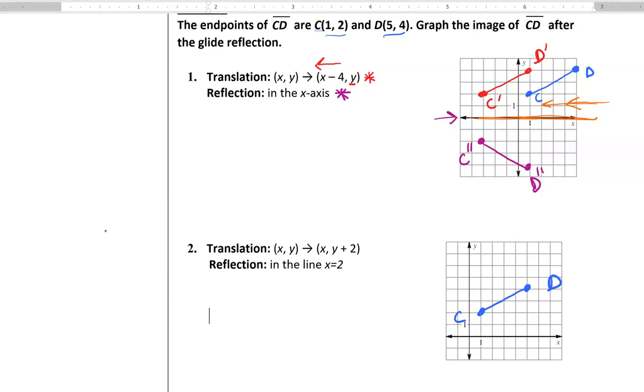Okay. I'm going to just go with red again. So I'm going to translate. My x doesn't move, it just stays, but my y is counting up 2. So I'm going to take C, I'm not going to go left or right, I'm just going to go up 2. All right, so there is C prime, and then D is just up 2.